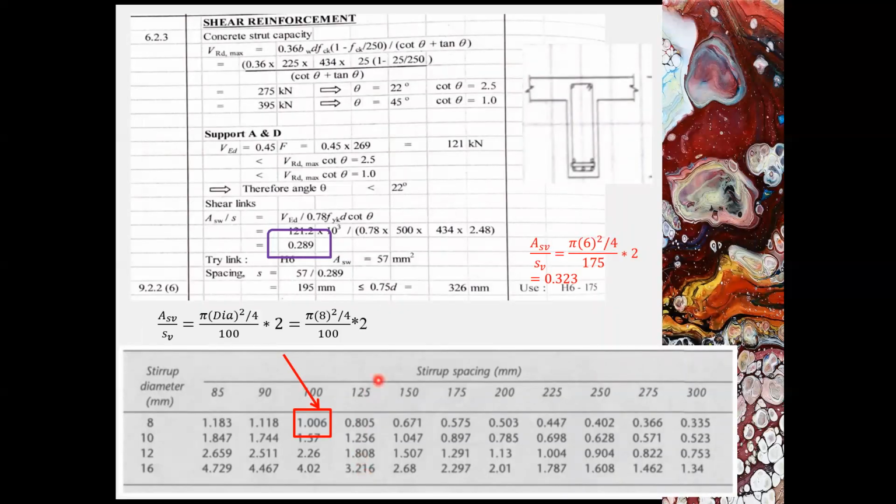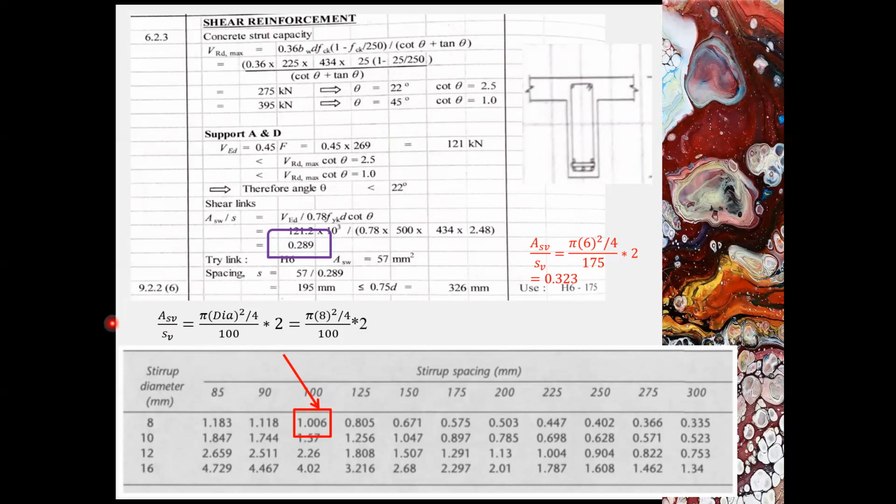We can use the table Asv over sv to propose the link. So now we have obtained the Asw over s ratio, 0.289. Refer to this table and determine the value which is greater than the Asw over s required. Maybe you will ask how to determine the Asv over sv ratio. So here I show you the calculation.